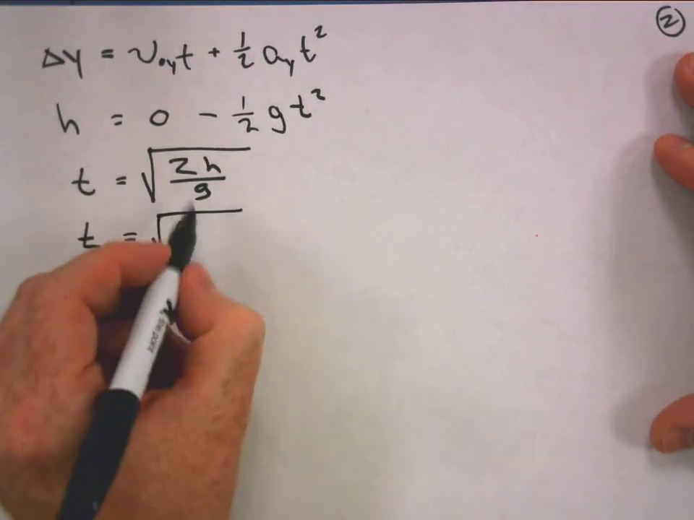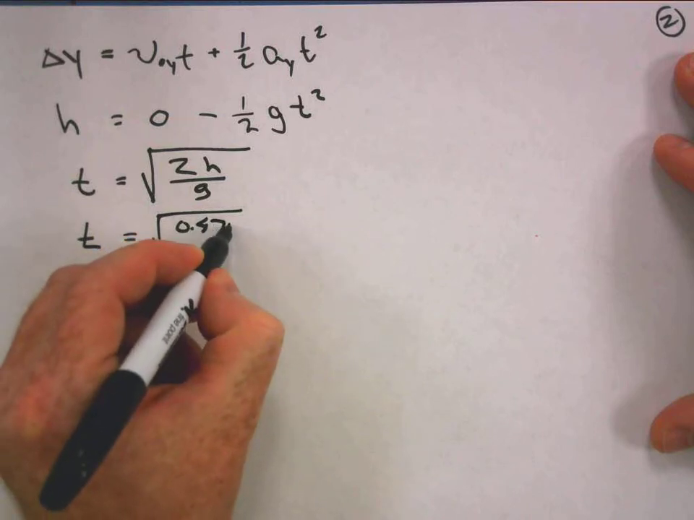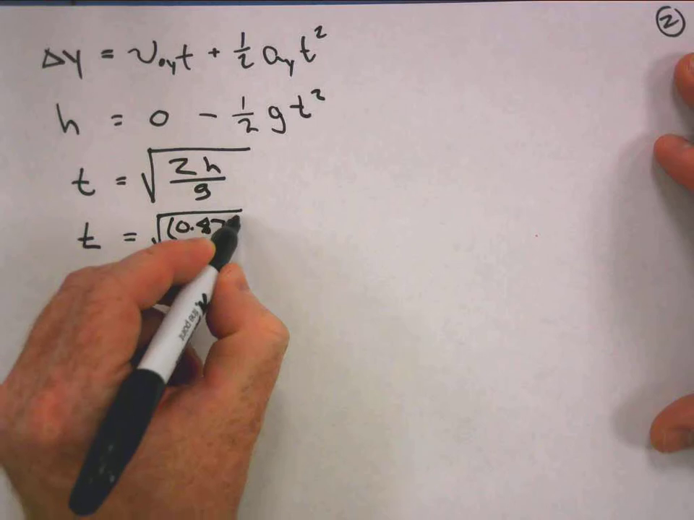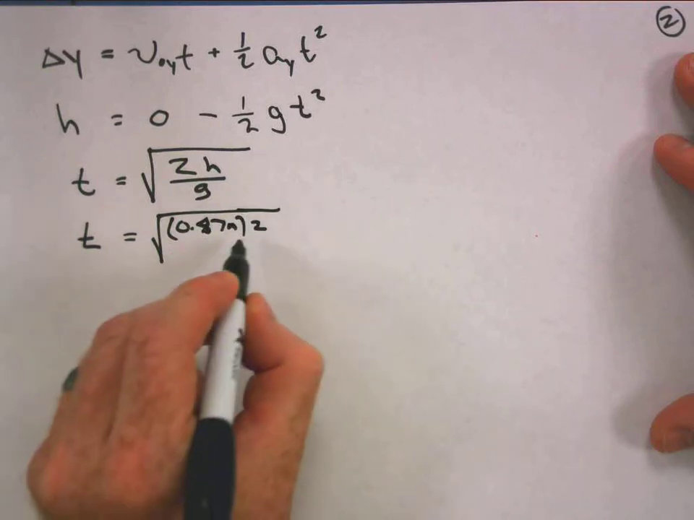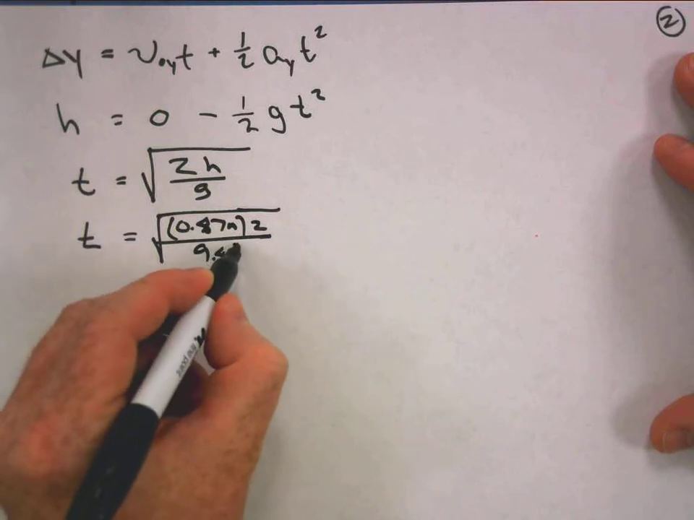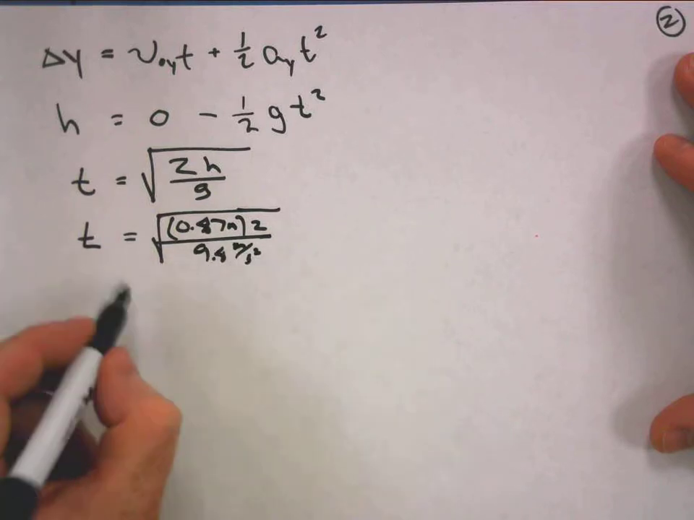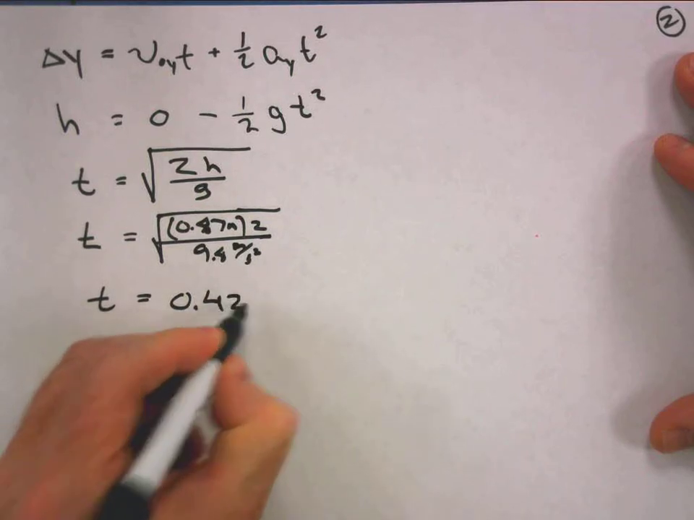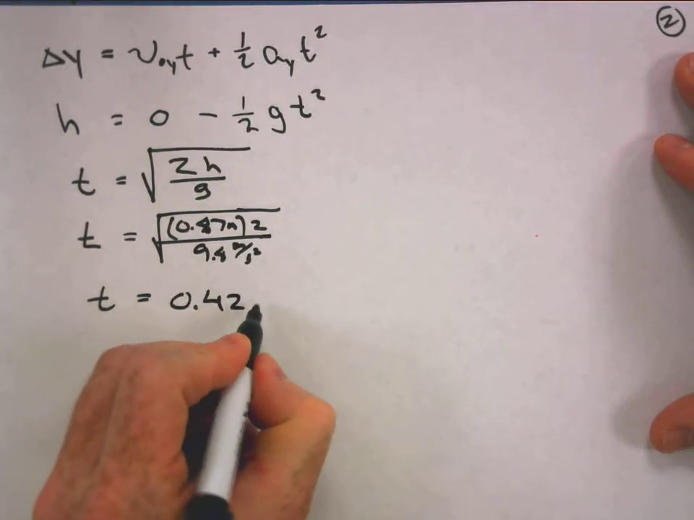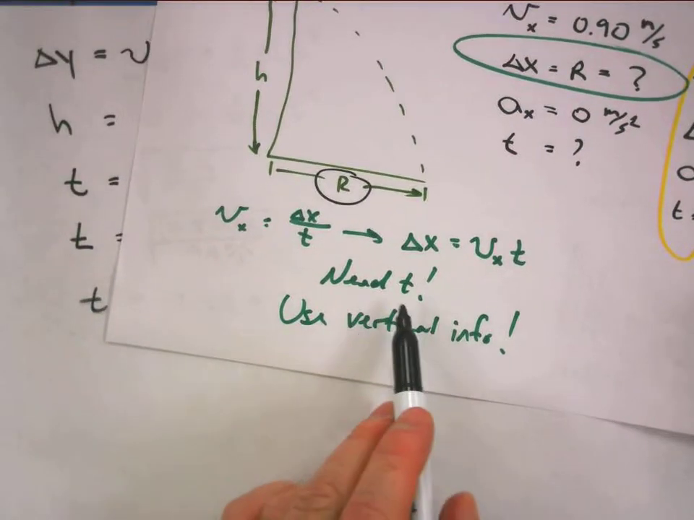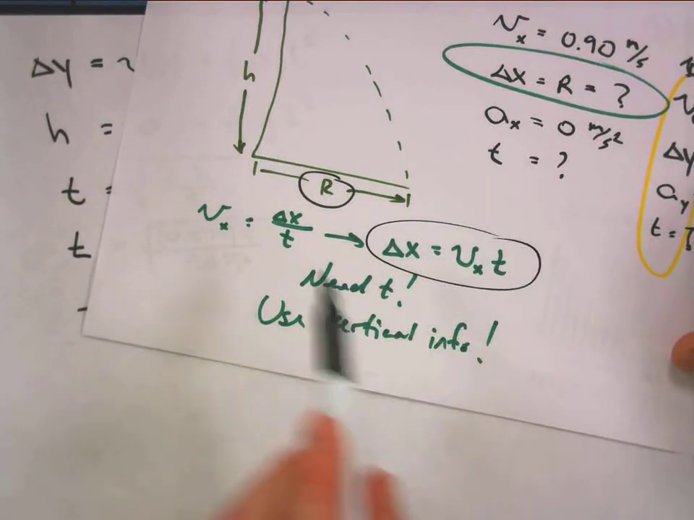I have to convert the centimeters to meters. 0.87 meters, 2 times that. I'll put my 2 here so it fits. And then g, 9.8 meters per second squared. And the time comes out to, rounding off, 0.42 seconds. Well, okay, now that's handy dandy because I needed that. I needed time to work this guy out.